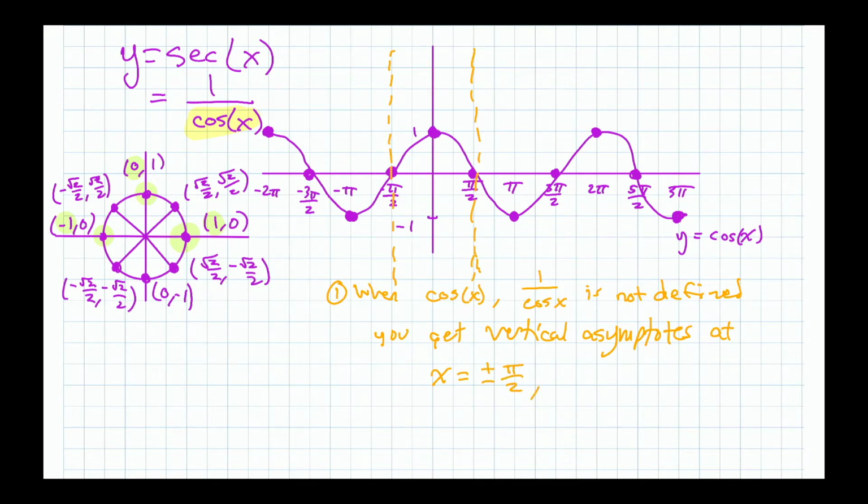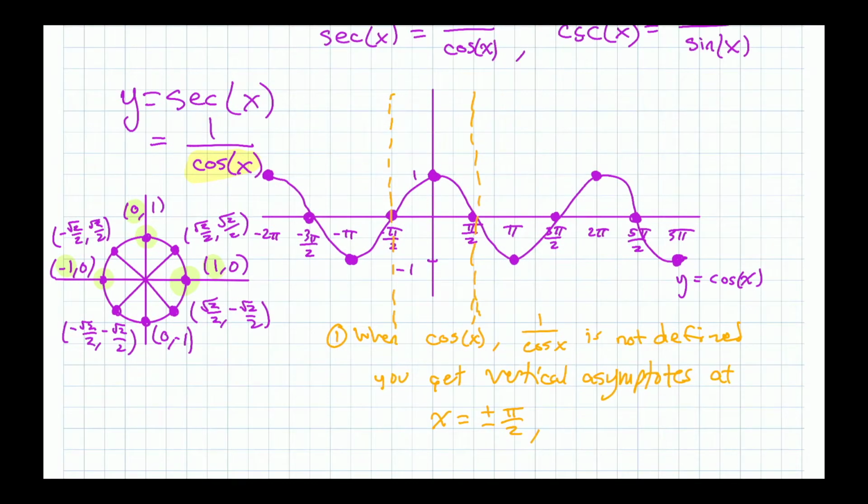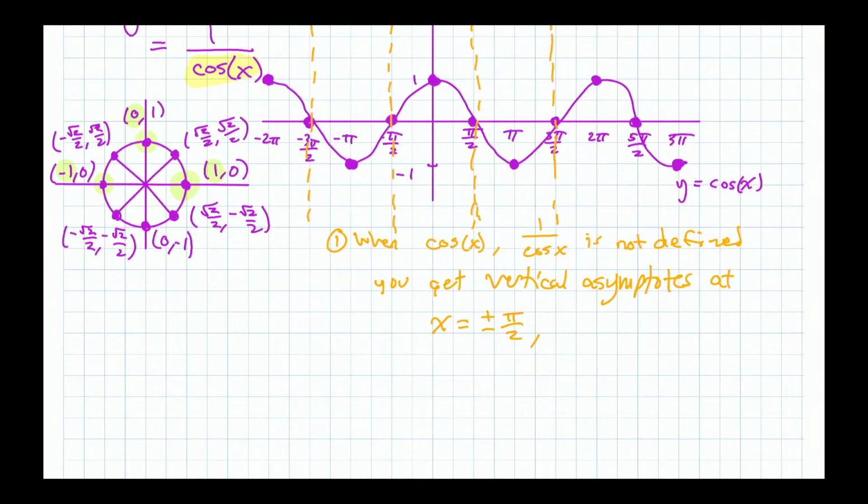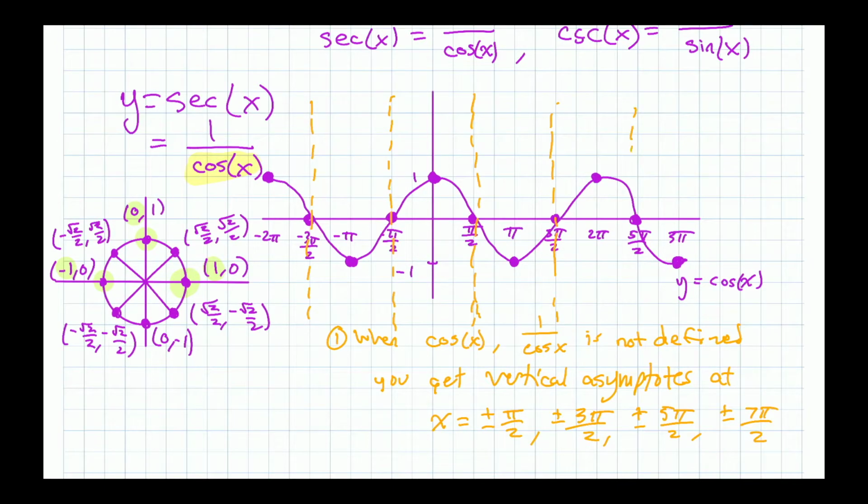They're vertical asymptotes. But then there's another one at 3 pi over 2, and another one at -3 pi over 2. So plus or minus 3 pi over 2. And that pattern continues on, plus or minus 5 pi over 2, plus or minus 7 pi over 2. So this same sort of thing happened for tangents. Tangents had vertical asymptotes as well.